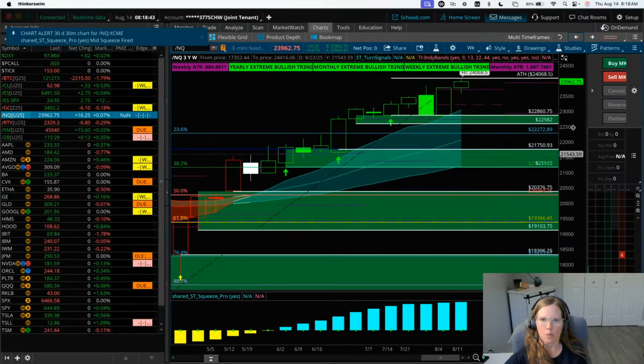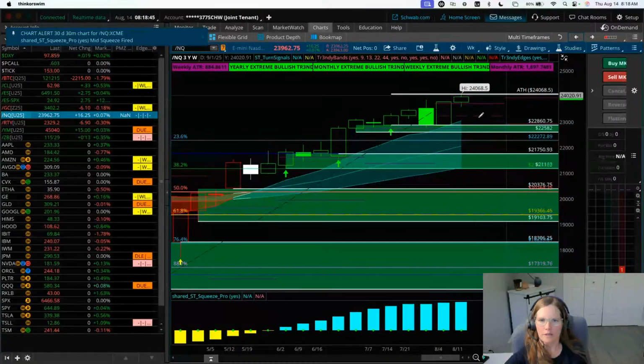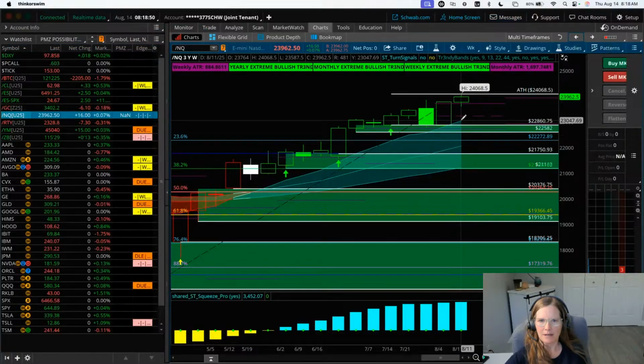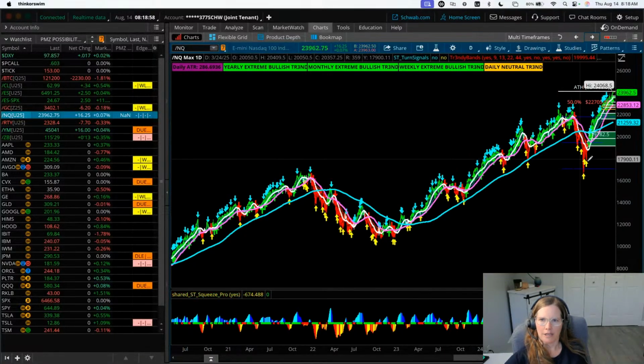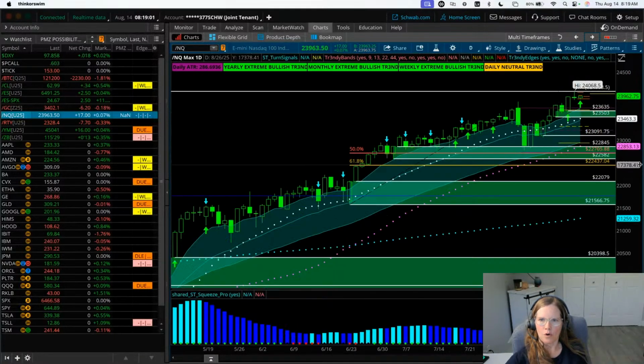Looking at first the weekly chart, we put in a new all-time high. Here is the area I'm looking for buyers to step in. A weekly 9 EMA, a 23, let's call it 50, 23,050. Looking at a daily chart for the NASDAQ, again, all-time high.